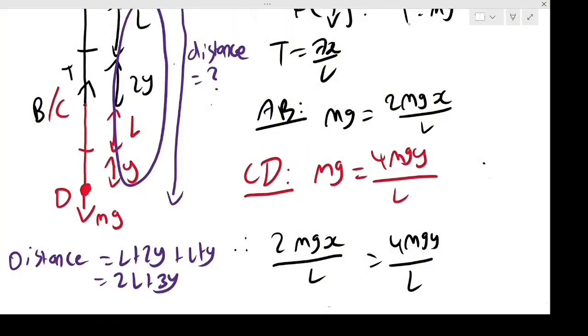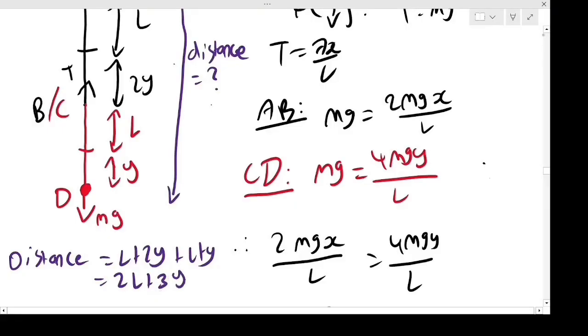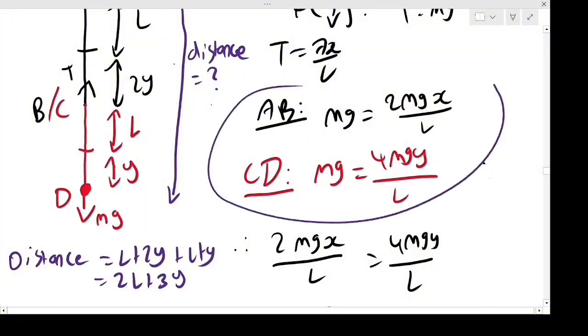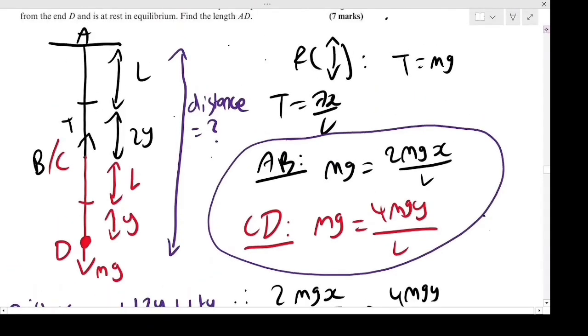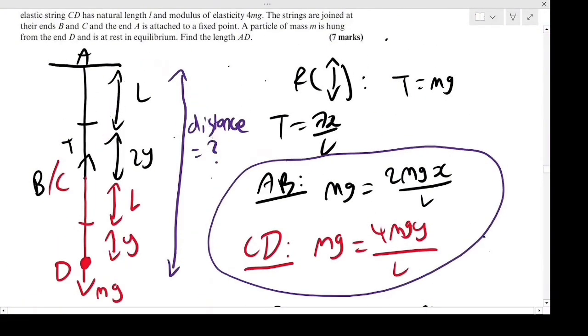Well, the issue is I need to find y in terms of L, right? I can only have L involved. I need to find y. So I'm going to have to go back to the drawing board. I can't come up with any other equation. I've already used F equals ma. I've used my two tension equations from Hooke's law, and I'm not given any lengths to work with. These are the only lengths I'm given.